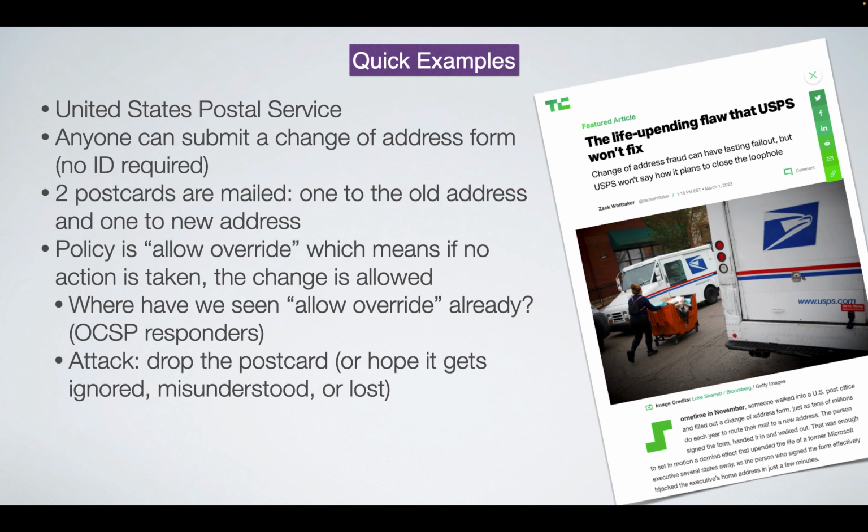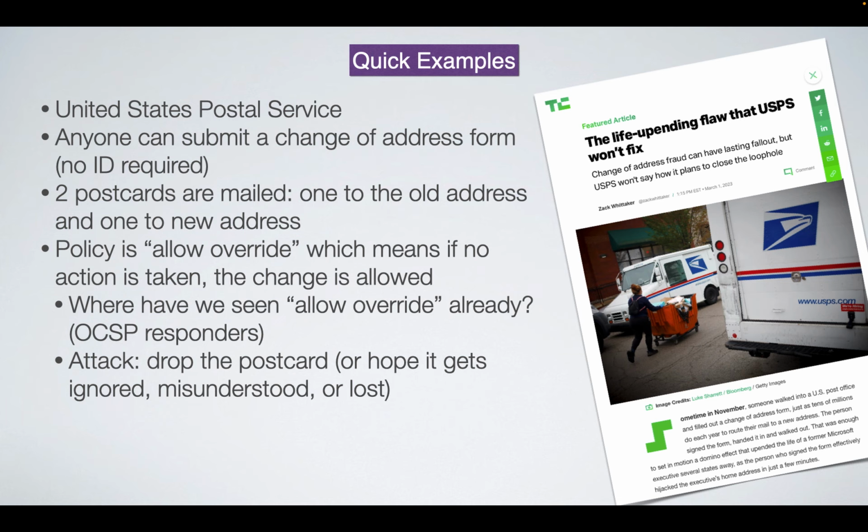The alternative would be a deny override. A deny override would say, I'm going to send the postcard, and there's going to be a link on it, and if you want this change, you have to click it. If I don't hear anything from you, then I'm going to cancel it. So when I don't hear anything, I assume I'm not going to make the change. I won't make the change until I get some positive action from you. Still not a perfect policy, because if I'm able to intercept it, then I can click on the link myself and make it go through.